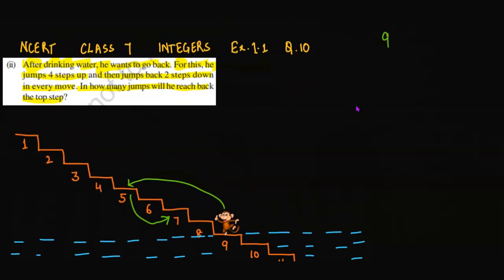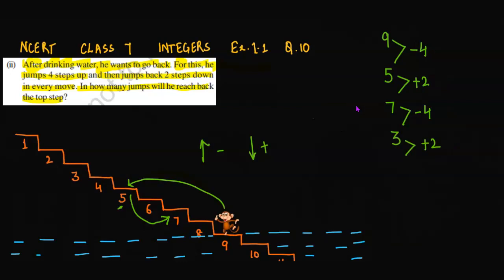He is at step 9 and he'll go up by, now up, when he goes up, the step number is reducing. So that means we have to subtract. So whenever he is going up, it is subtraction, and when he is going down, it is addition. So now he is at the 9th step and we will subtract 4, so we get 5. But then he will come down, so plus 2, he comes at 7. Then subtract 4, he comes at 3. So our target is to reach the step number 1.